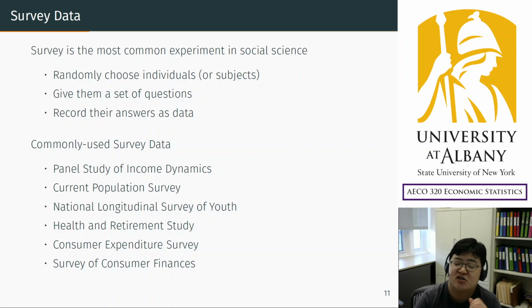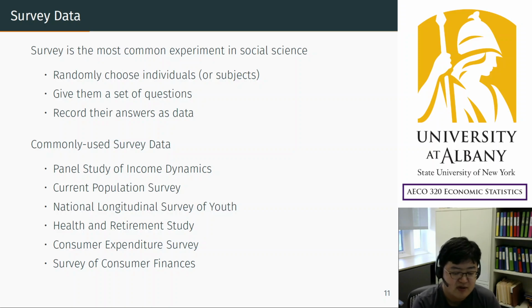One is survey data. Survey is the most common experiment in social science. So you know what a survey is. A survey is literally choosing a person or household, company, whatever, choosing someone and asking questions and getting the answer. That is a survey. And it is an experiment, and the randomness comes from choosing individuals or subjects to ask questions. You have to randomize the subjects of the survey, right? Otherwise, the experiment is not random.